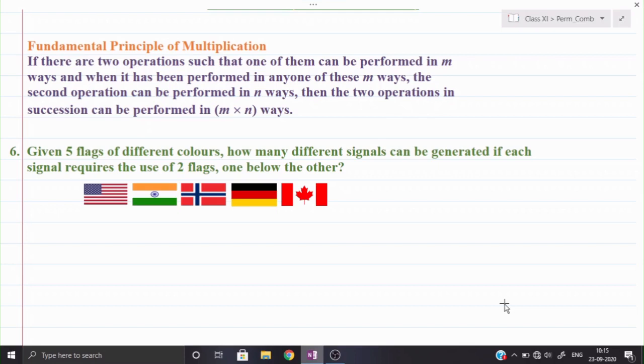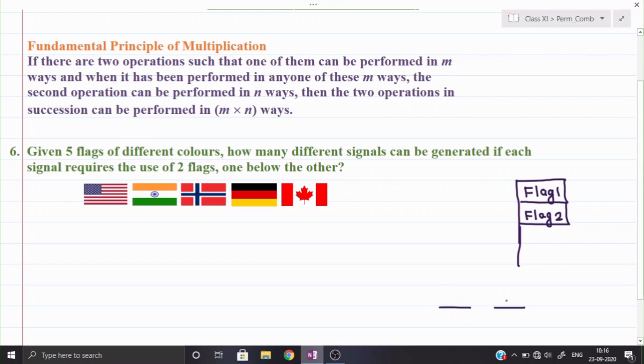one below the other. Suppose we are generating the signal. So see, the signal will look like this. This is the rod or the stick, we can say, where we are placing the flag, and this will be the first flag, and below that this will be the second flag, and this will be a complete signal that we are giving to the person. This will be flag 1 and this will be flag number 2. So basically we require this place and this place.